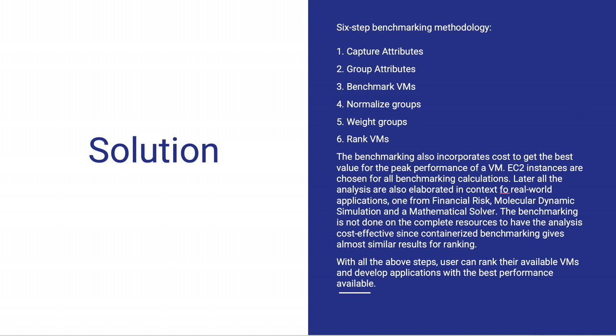Now we weight the groups. In the fifth process, weighting of groups happens because of domain expertise. For example, in financial applications, we don't need much of a storage requirement, but we need high IO. So there we give our weights. And the last one is rank VMs. From these 5 processes, we finally rank the VMs, and then we evaluate the scores of the virtual machines.